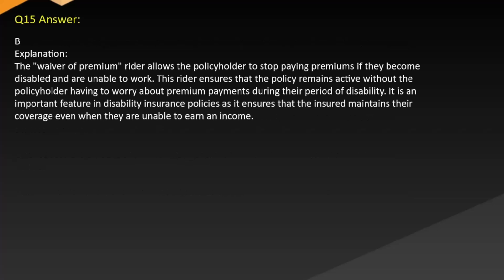Answer: B. Explanation: The waiver of premium rider allows the policyholder to stop paying premiums if they become disabled and are unable to work. This rider ensures that the policy remains active without the policyholder having to worry about premium payments during their period of disability. It is an important feature in disability insurance policies as it ensures that the insured maintains their coverage even when they are unable to earn an income.